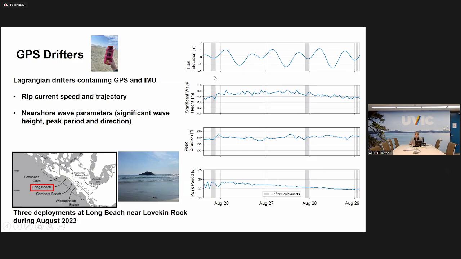And so here I have the tidal elevation and the wave parameters for those 3 deployments. And we can see across all 3 deployments, the tide level was very similar, around the mid-tide level. And our wave conditions were very similar as well. And in fact, the wave conditions were fairly calm during these deployments, as significant wave height did not go above 1 meter.